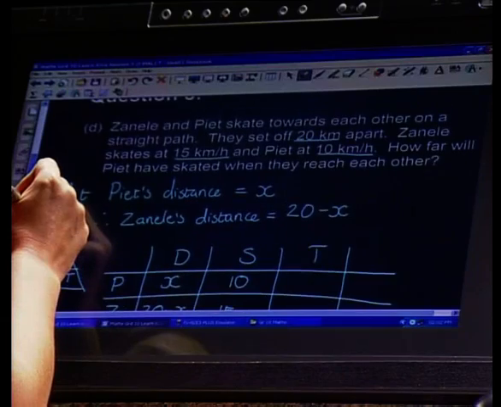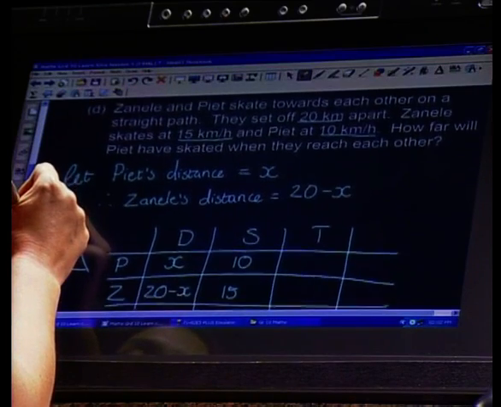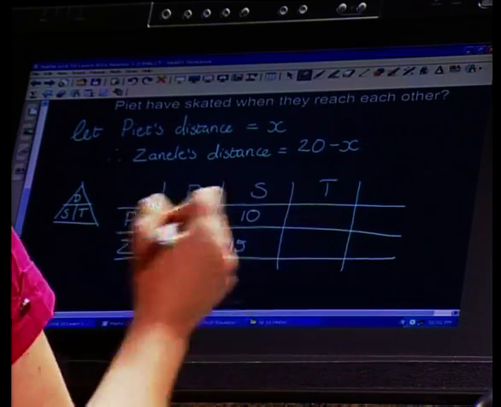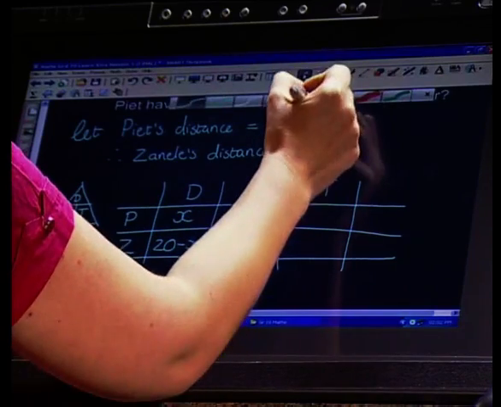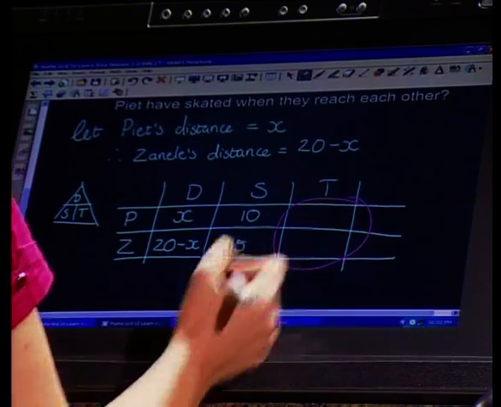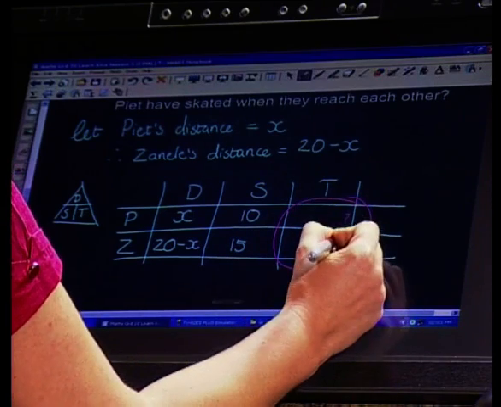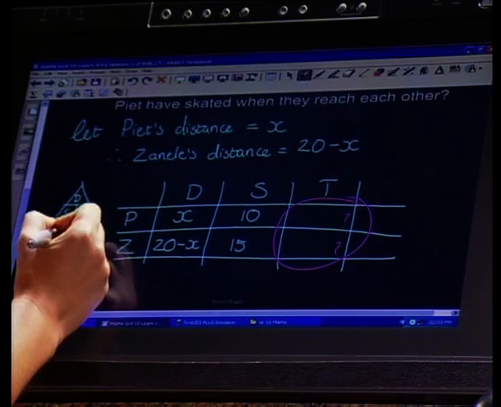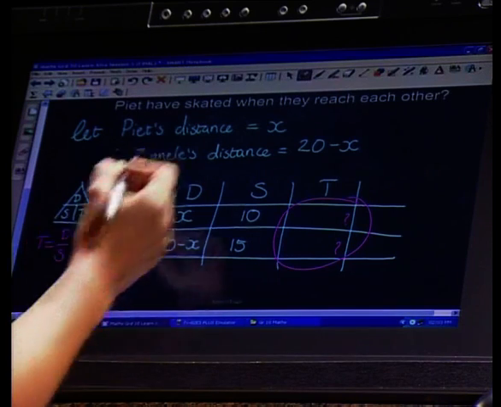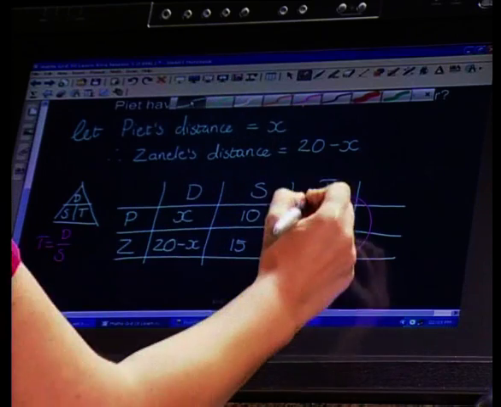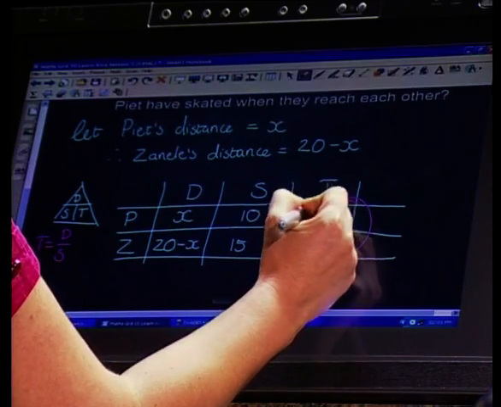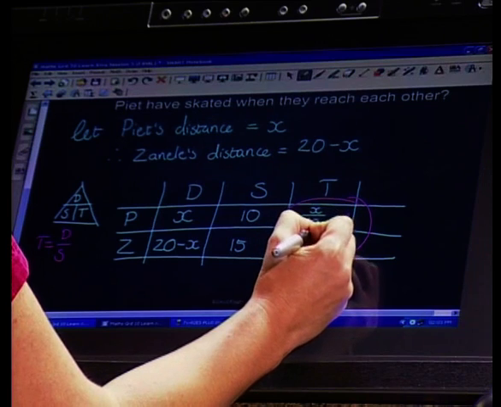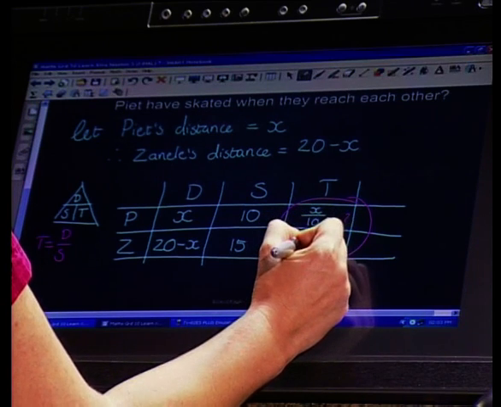Do they tell us the time? No, they don't. So that's okay, because we're always meant to work out what the last column is going to be. And how do we work out what time is? Well, look at the triangle. Time is equal to distance divided by speed. And over here, the distance is x, the speed is 10, the distance is 20 minus x, and the speed is 15.